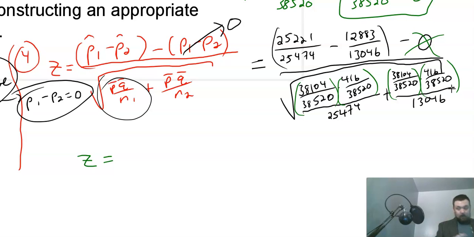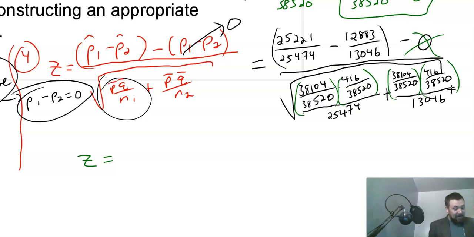Plus, start over again, parentheses, 38104 over 38520. Close the parentheses. Times new parentheses, 416 divided by 38520. Close the parentheses. Divide that by 13,046. And then close the parentheses on the square root. And hit enter. And oh man, something must have gone wrong.